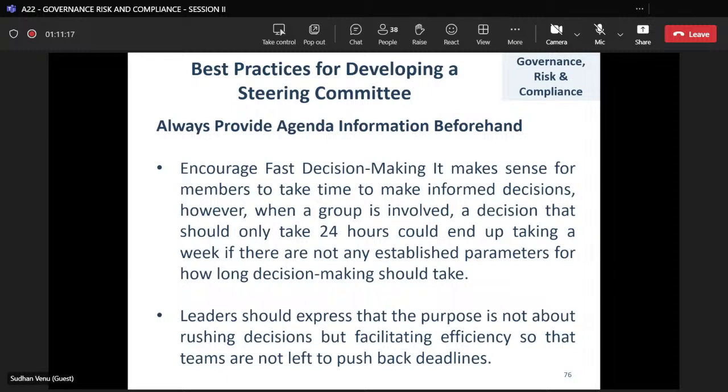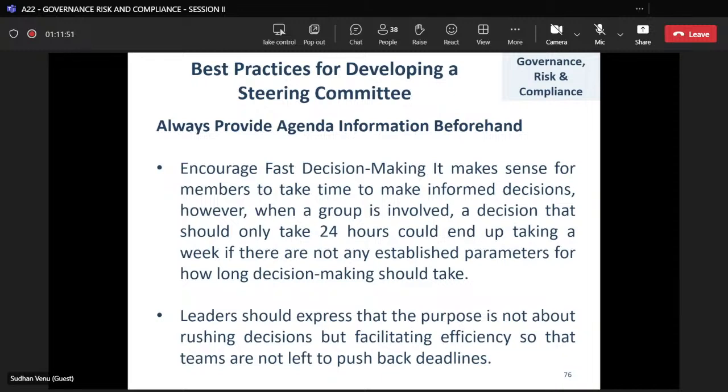It will encourage fast decision making, and it gives the members time to make informed decisions. However, when a group is involved, a decision that should take 24 hours could end up taking a week if parameters are not established for how long decision making should take. So they are encouraged to make fast decisions within 24 hours. There may be some increase in those hours, but it should be within the terms of the 24 hours.